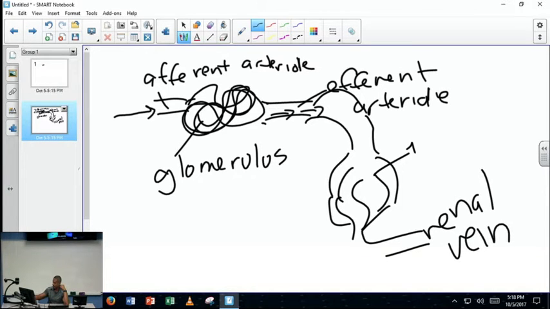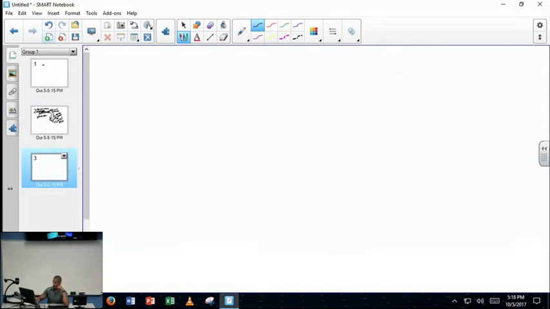Now this capillaries, okay. Pretty simple so far, okay.